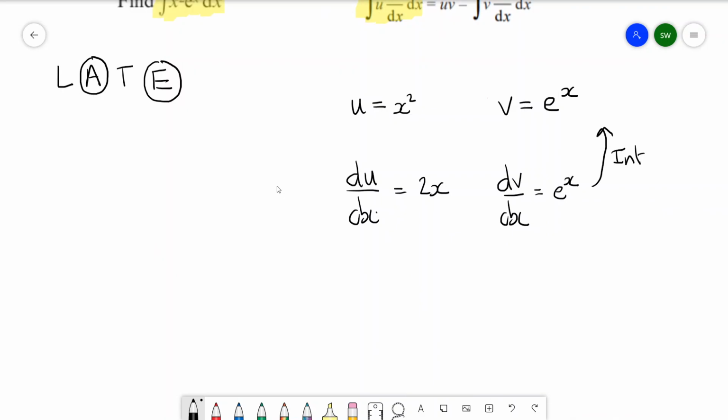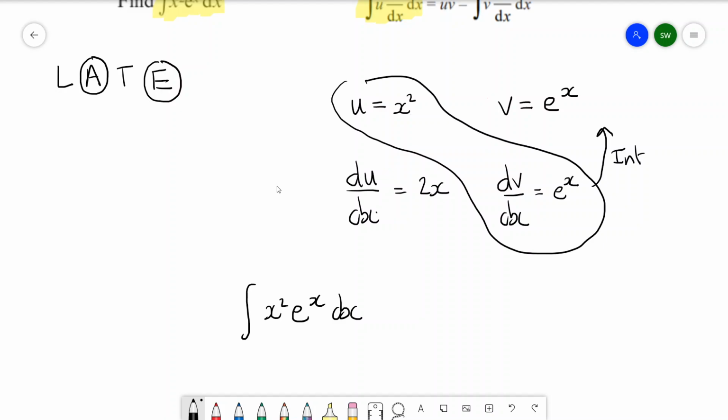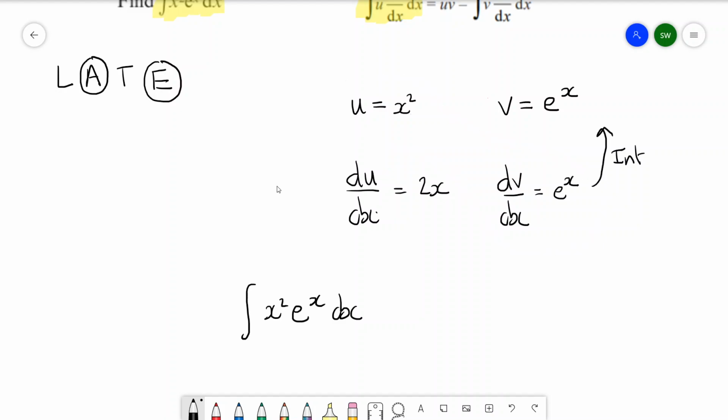So let's use the formula then. On the left-hand side, we're going to have the integral of u dv by dx, which is x squared e to the x, and that's the integral that we're trying to find. That's why we made sure of this. It equals uv, so x squared e to the x, minus the integral of v du by dx, so that's 2x e to the x.